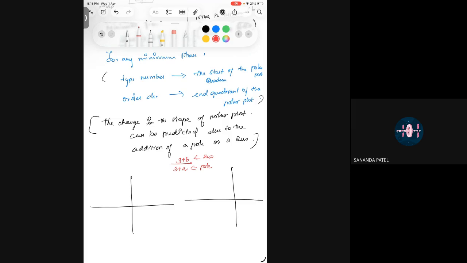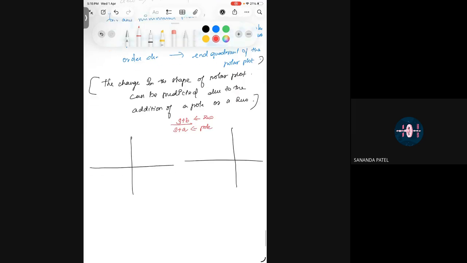So the change in the shape of your Nyquist plot can be predicted due to the addition of a pole or a zero. If I am given a Nyquist plot with a change, I can say from the change whether I have added a pole or a zero to the system. For that, you should know how to draw the Nyquist plot in the first place, right? That is the concept here.